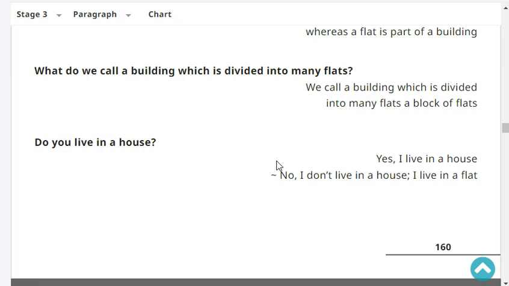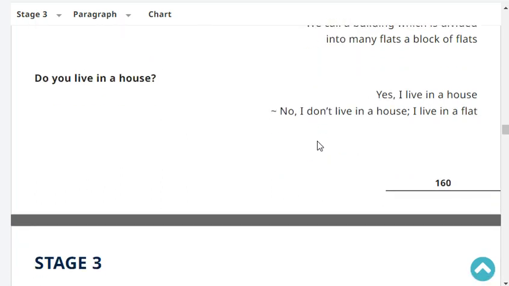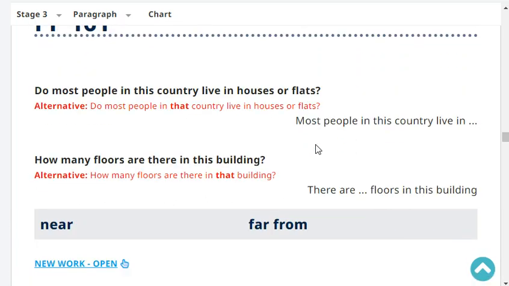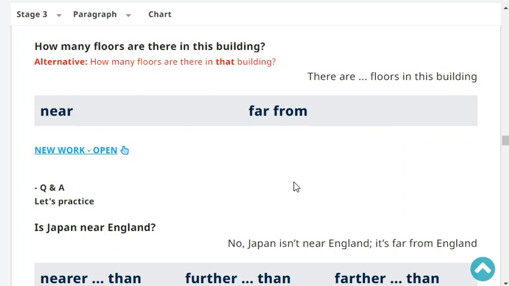Do you live in a house? Yes or no? Yes, I live in a house. Very good. Do most people in your country live in houses or flats? Most people in my country live in houses. Very good.